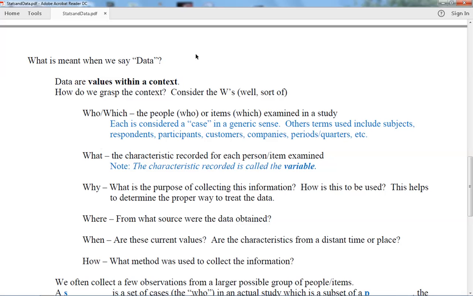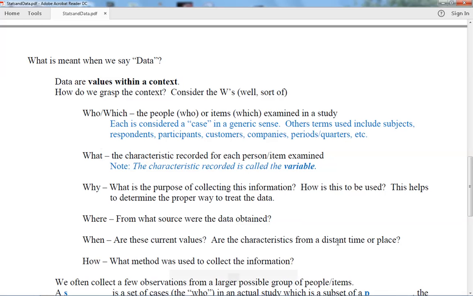What represents the characteristic recorded for each person or item examined. Note the characteristic recorded is called the variable. Why? What is the purpose of collecting this information? How is this to be used? This helps to determine the proper way to treat the data. Where? From what source were the data obtained? When? Are these current values? Are the characteristics from a distant time or place? And how? What method was used to collect the information?